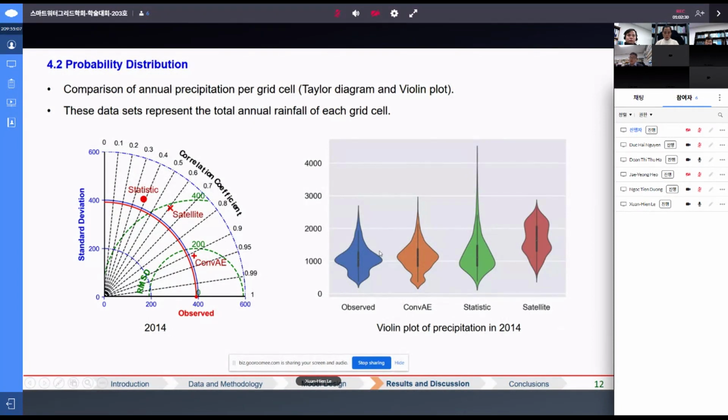And in the case of the violin plot, it shows a similar trend, where the deep learning model shows similarity with the observed data, and the statistical data is not good. Some cells receive higher values.